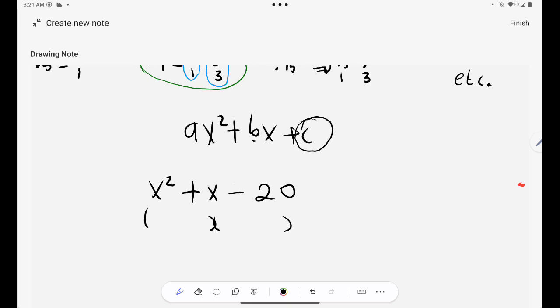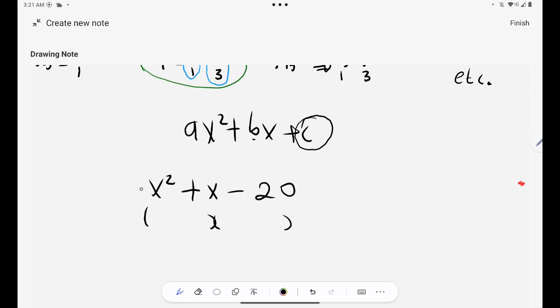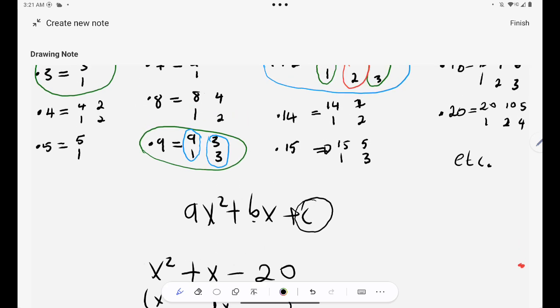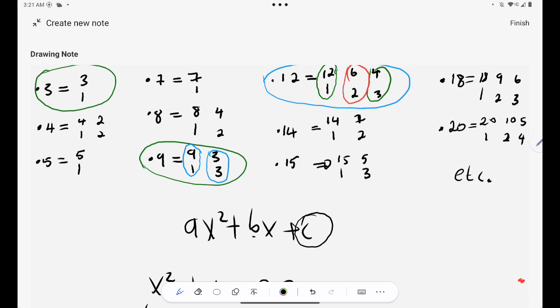The first thing to do, since I don't have a number here in front of x squared, I'll just put x here and there, and then I'll look for the factors of 20. That's when I subtract will give me 1. Where do I go? Immediately I'll go to 20. Here is 20. Right together. And it has 3 pairs of factors.